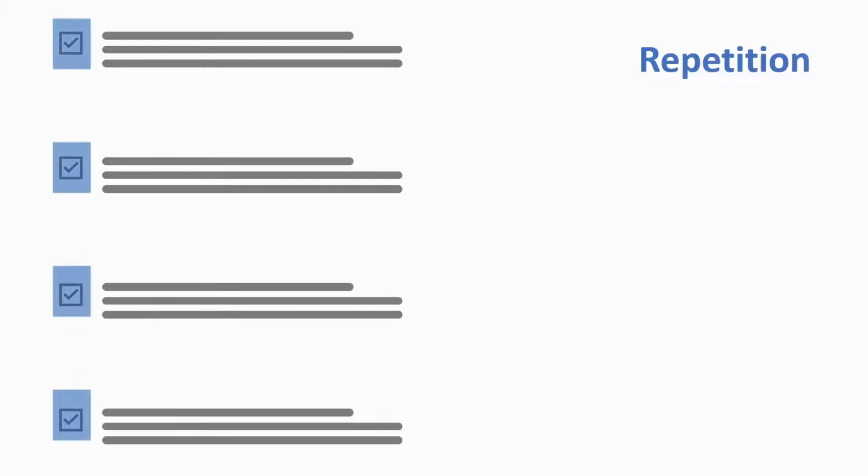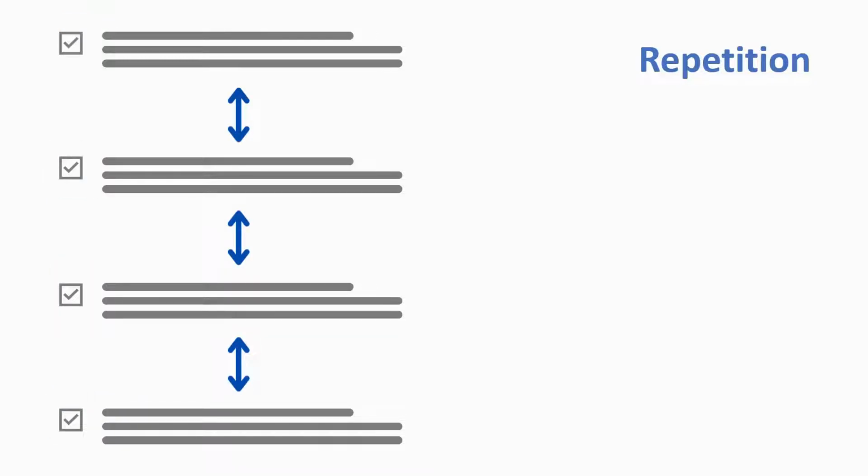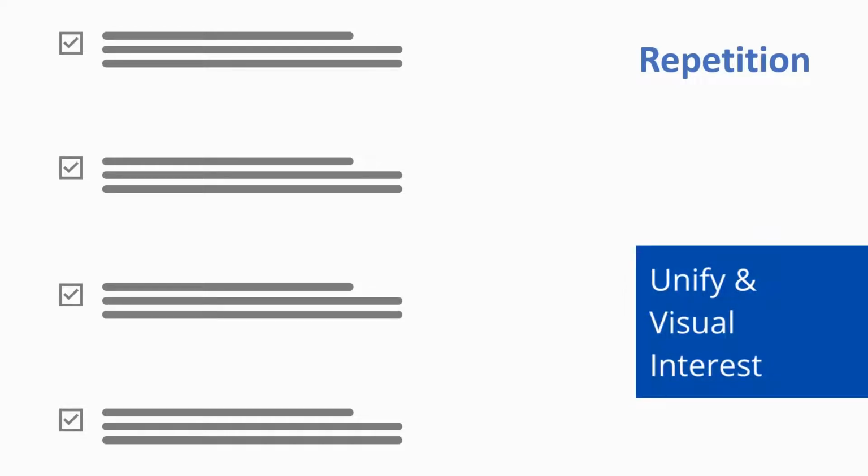So in this little example here, what we've done is we have a repeating element with our new graphic that we put in here, the check mark, but we also have repeated the amount of space between each block of text. So repetition is a conscious effort to unify all parts of a design. And the basic purpose of repetition is to unify and to add visual interest.